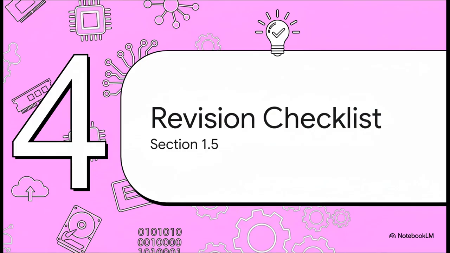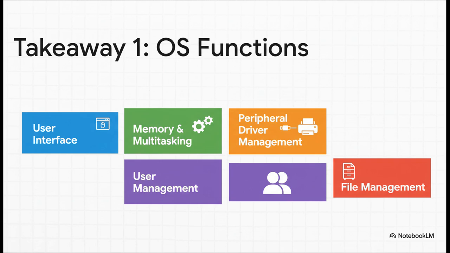Okay, we've covered a fair bit there, so let's just boil it all down into a final revision checklist. These are the absolute must-know bottom line points for this section. If you can explain these, you are in fantastic shape for the exam. Takeaway number 1. You have to be able to list and give a quick explanation of those 5 core OS functions. Say them out loud with me.